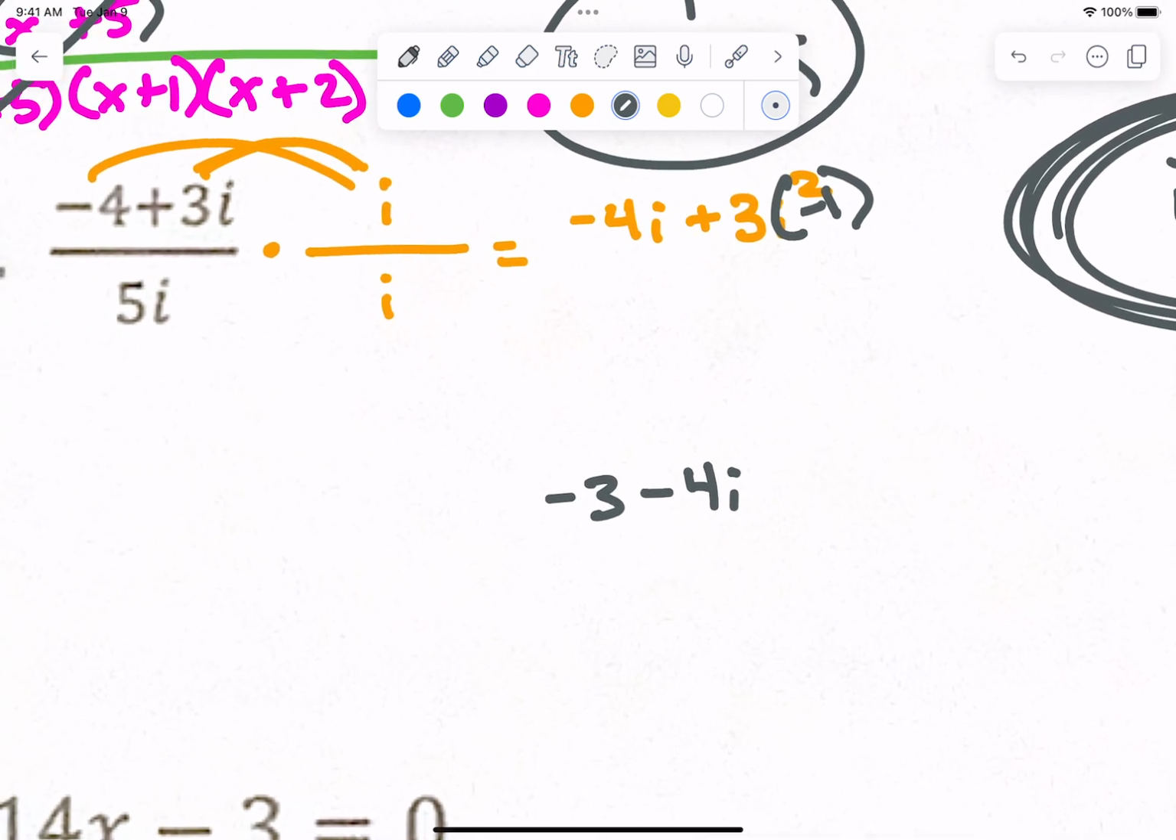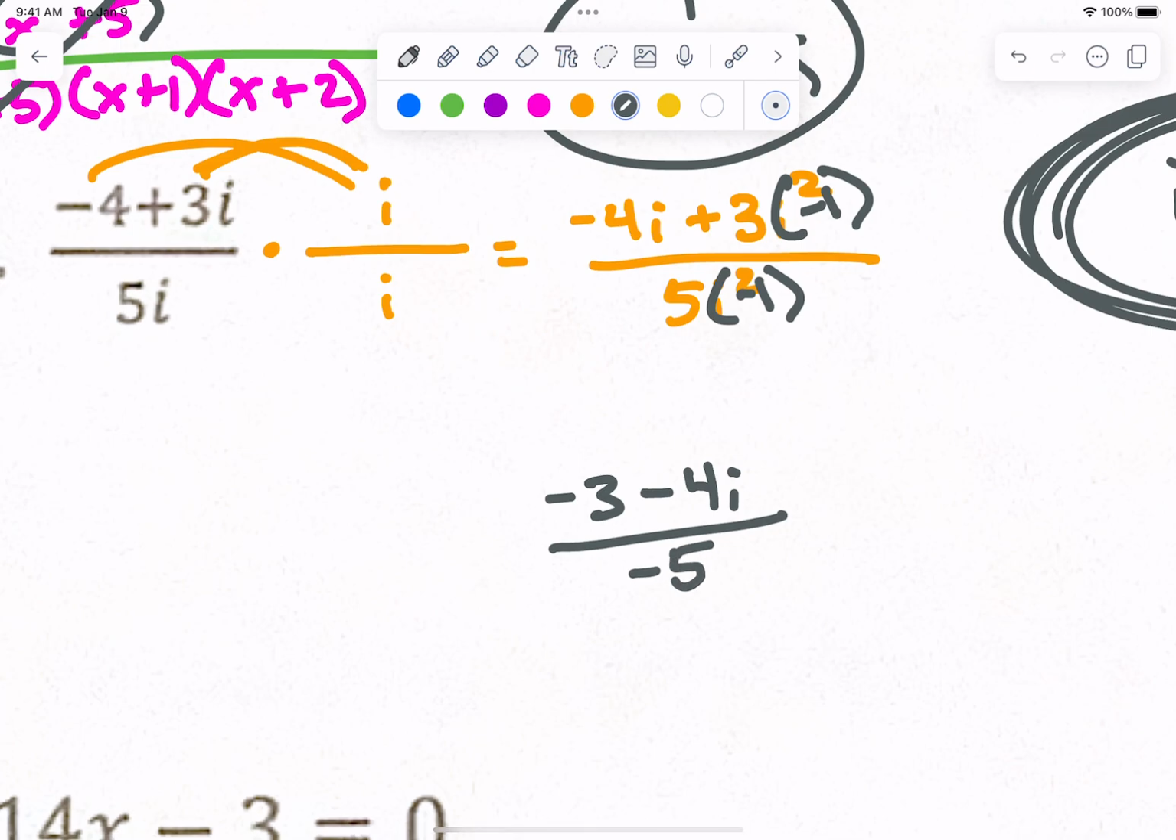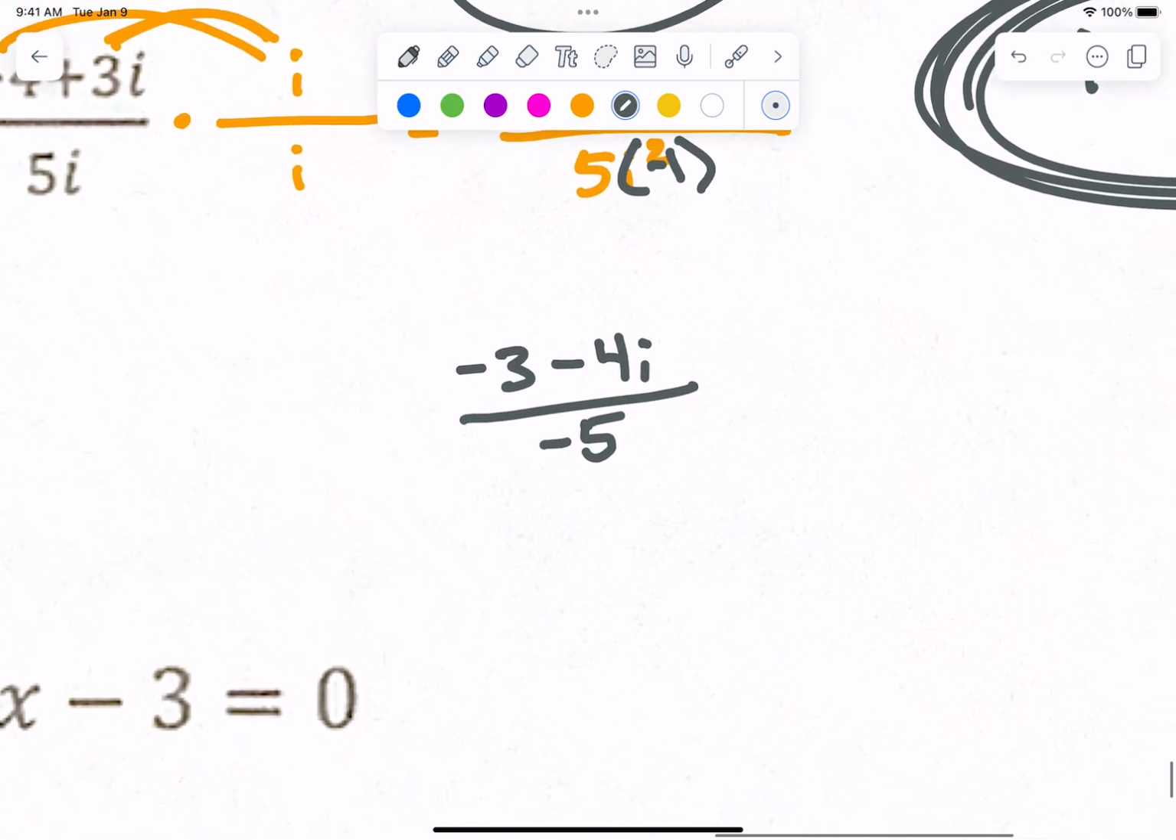On the bottom now we have 5i squared. And i squared is negative 1. So on the bottom we have negative 5. Okay, final answer. That's fine.